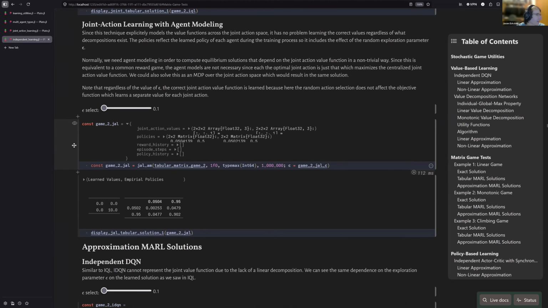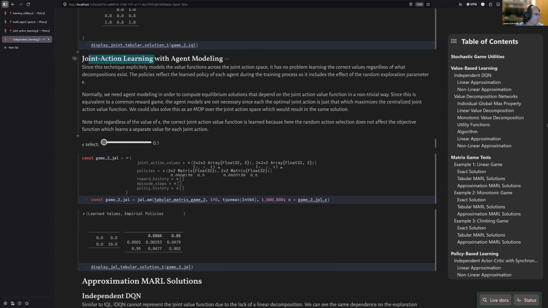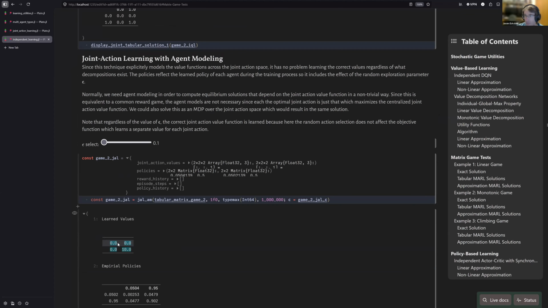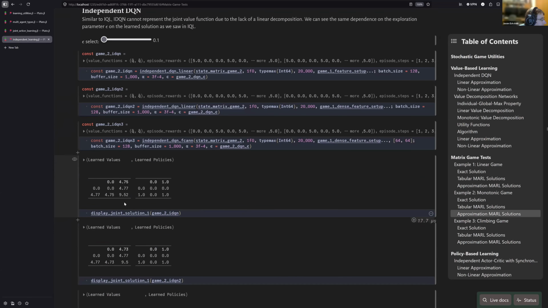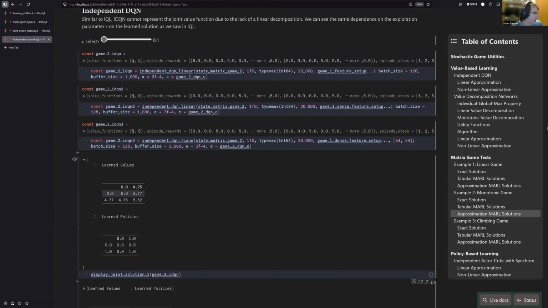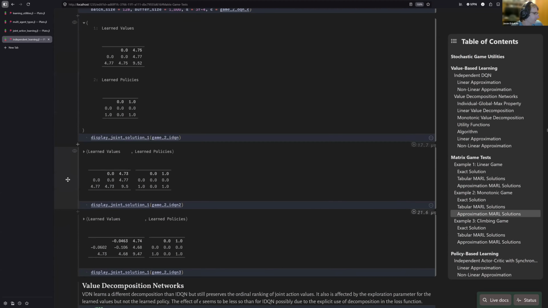If we do the joint action learning like we did before, again, it works fine. We don't have any issue because we're explicitly modeling each joint action value separately. But IDQN, again, is just checking for completeness that this is working. This should basically produce the same output we got for the independent Q learning, and it does, right, where we're not able to get these zeros.